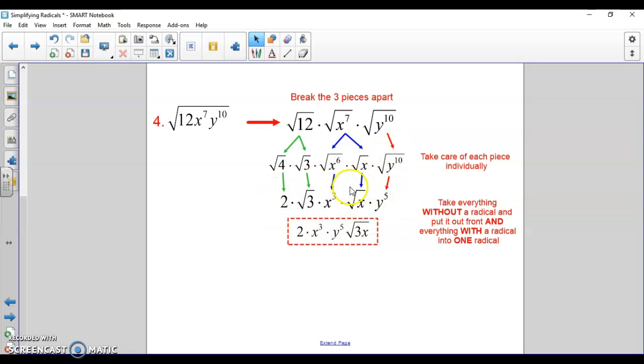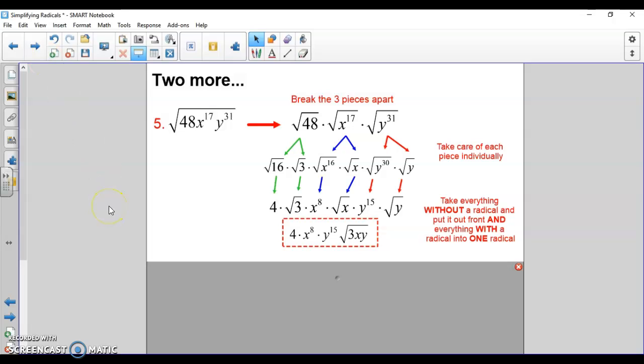I want to focus on this step here. We have everything taken care of. Everything's square rooted and all that. Now I just need to rearrange my answer. Anything without a radical goes out front. Just kick it out front. 2, x cubed, y to the 5th, all goes out front. Anything with a radical gets put at the end underneath one radical. And that's it. That's the only thing I wanted to point out on this one.